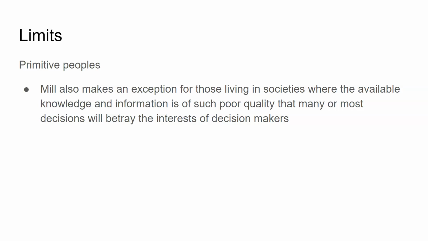Mill also makes an exception for those living in societies where the available knowledge of information is such poor quality that many or most decisions will betray the interests of the decision makers. Now, one could look at this and just say, oh, well, it's a product of the times, right? Colonial, imperial England is thinking itself as being superior and more civilized than other people whom they don't really understand very well. And that might be true. And I think that's probably a fair way to interpret what Mill's talking about here, is that maybe he's just reflecting the prejudices of his own times by excluding what he calls primitive peoples, right?